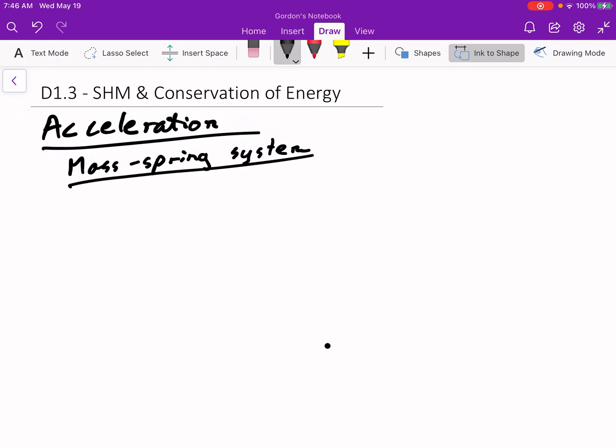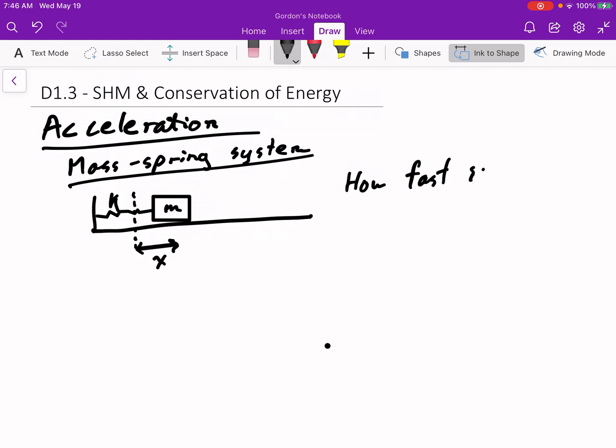So let's just draw a quick little diagram here. And we've got our mass. Let's say that this here is our equilibrium point. So we've got a mass that has been stretched out by some distance x. And at this point, I want to know how fast it is accelerating. How fast does it accelerate? Okay. And so it turns out calculating the acceleration of these things at any one point is easier than calculating the velocity.